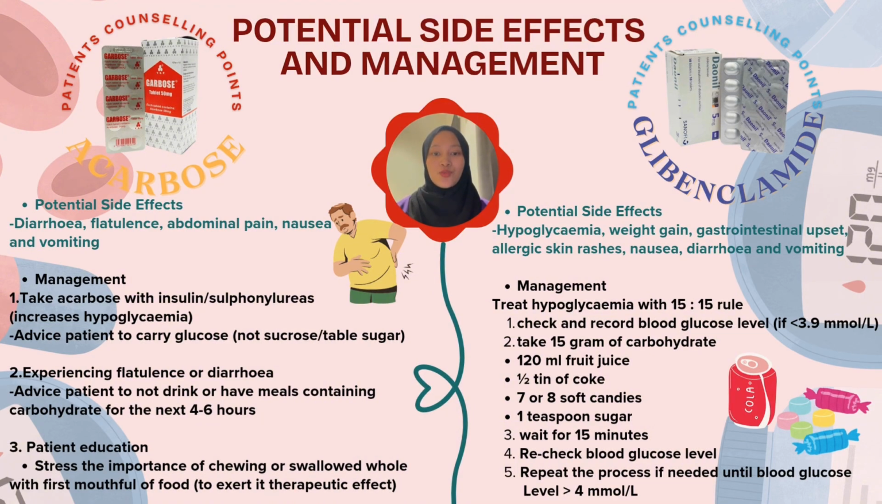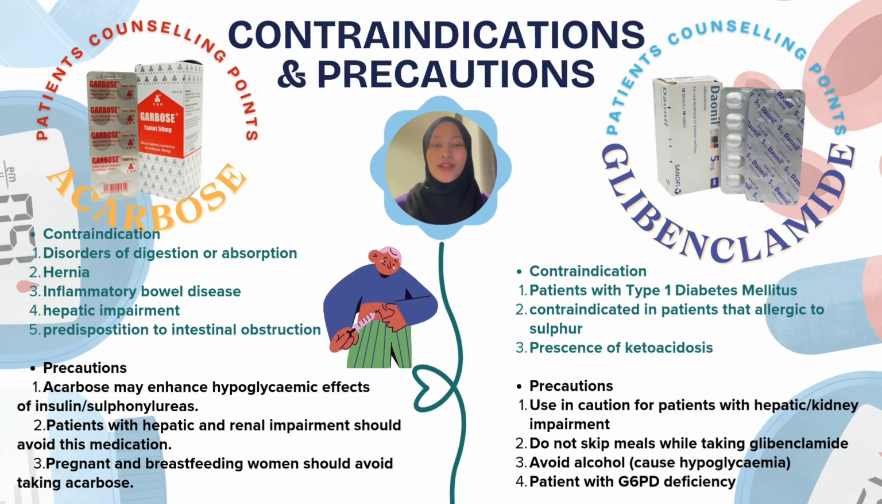Next, the patient needs to wait for 15 minutes after taking the 15 grams of carbohydrates and recheck the blood glucose level. And finally, repeat the process if needed until the blood glucose level of the patient is more than 4 millimole per liter. We continue with contraindication and precaution of ACARBOSE and glibenclamide.